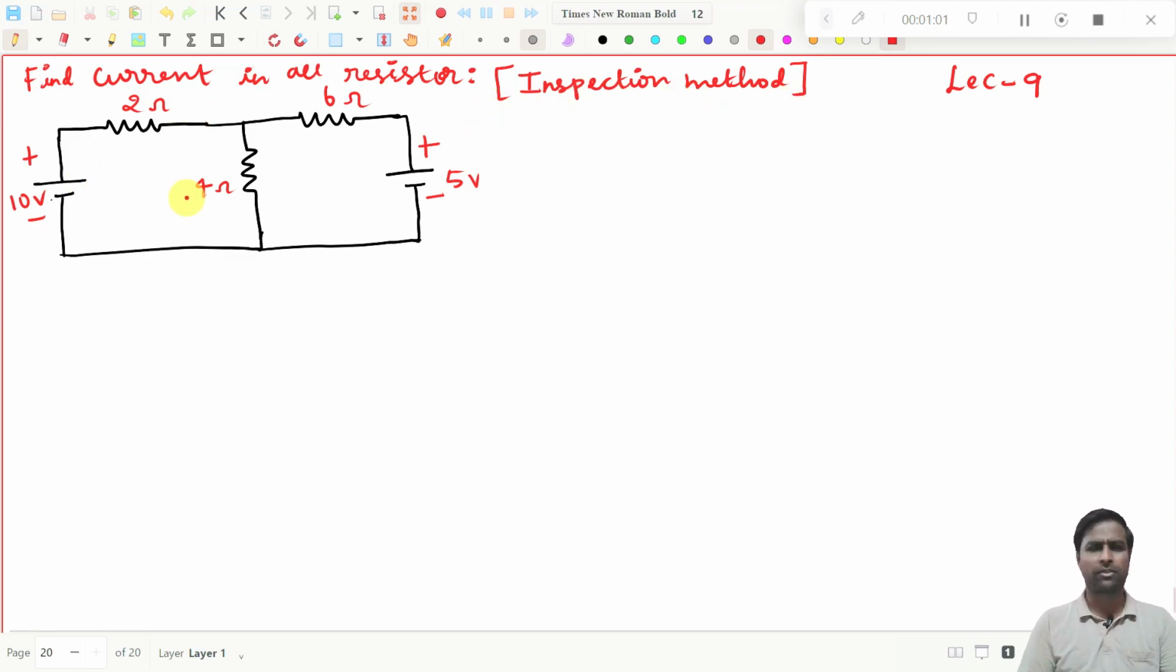What you would have done, with the knowledge of KVL, is take this as I1 and this as I2, draw the current directions I1, I2 here and there, and write the KVL expression. For two loops you will have two expressions, you simplify them, and you get I1 and I2. With I1 and I2, you can easily find the current flowing through the 2 ohm, 6 ohm and 4 ohm resistors. All those things we have seen already.